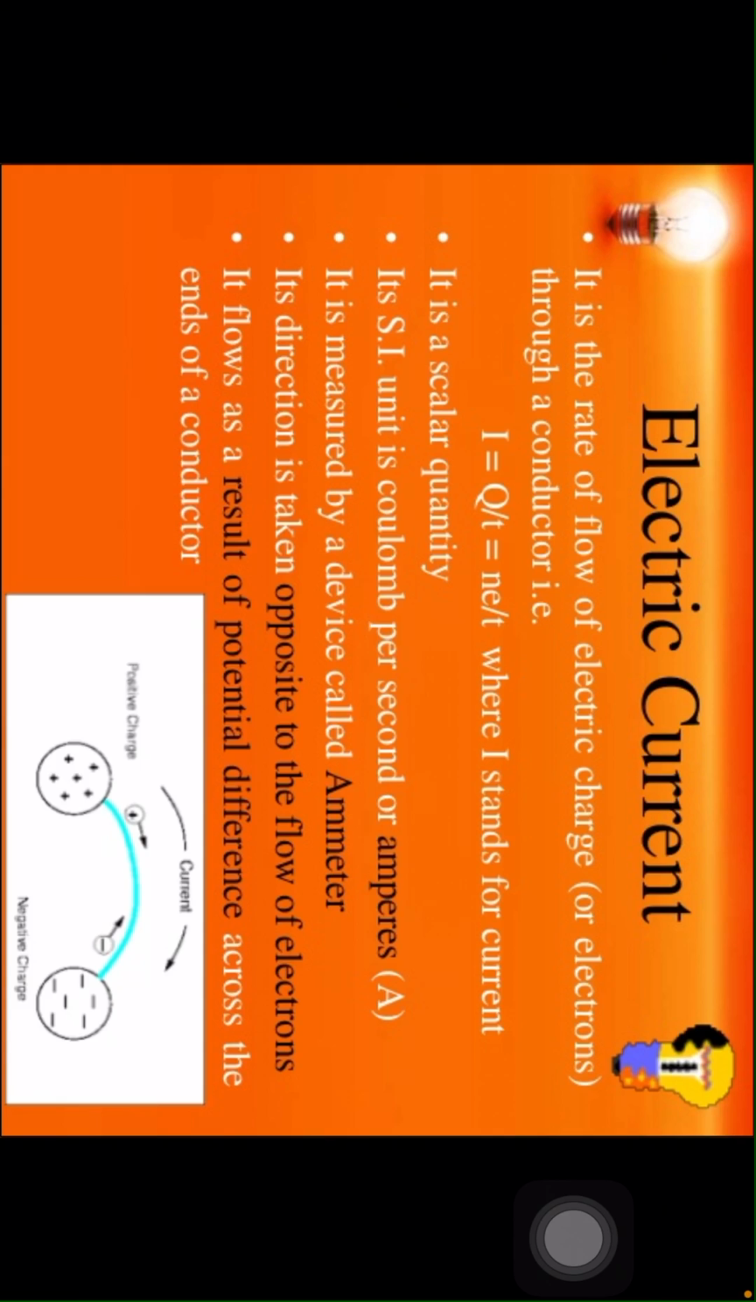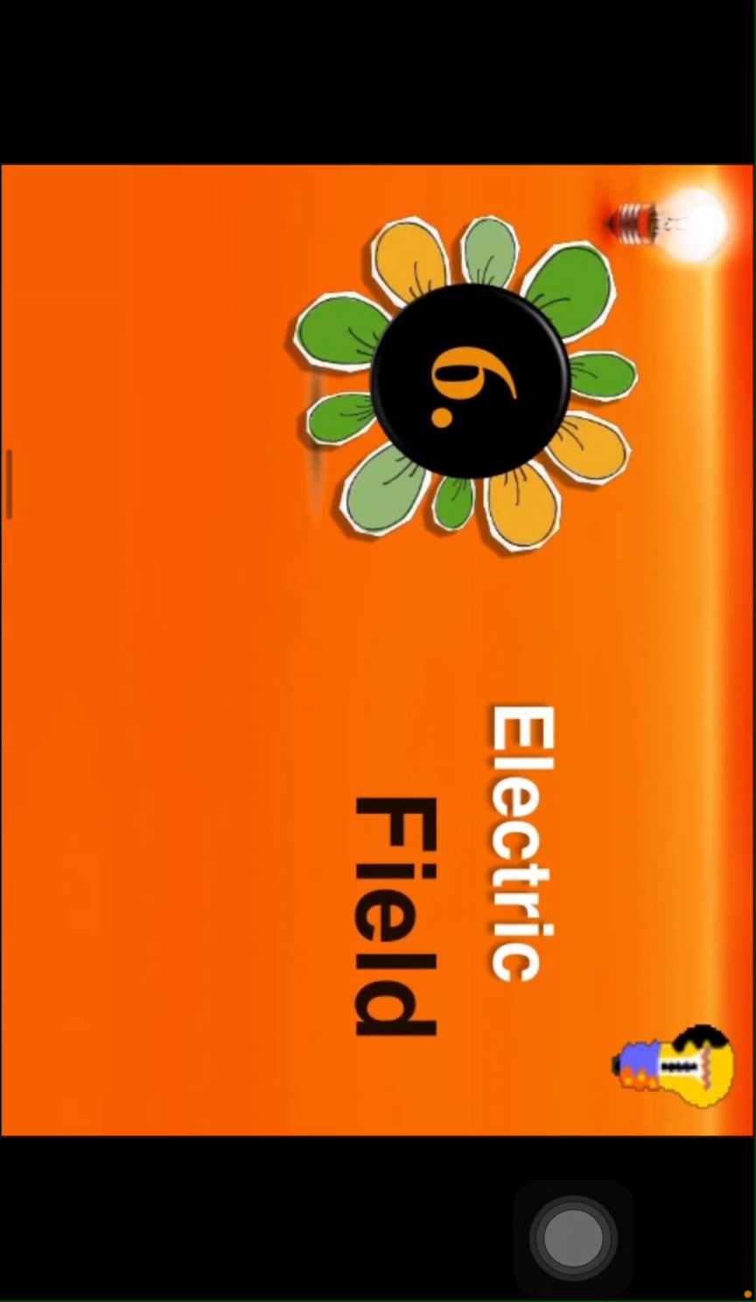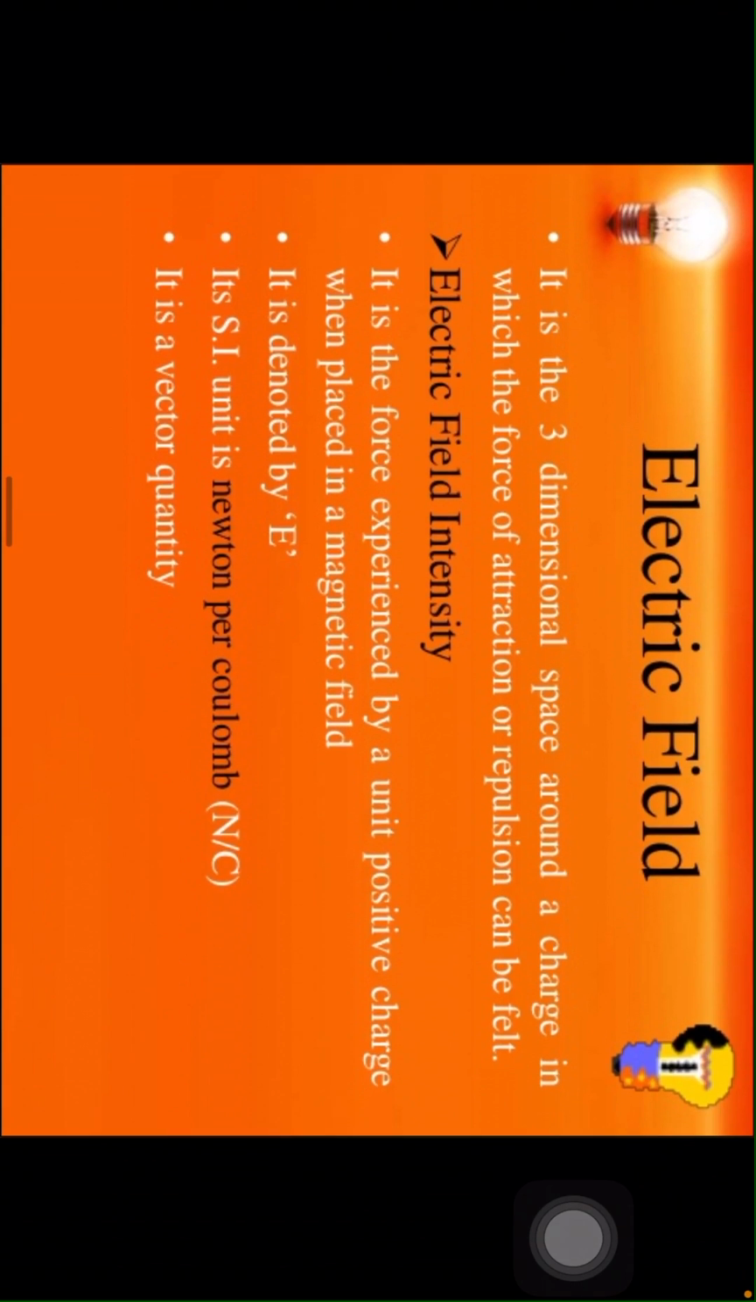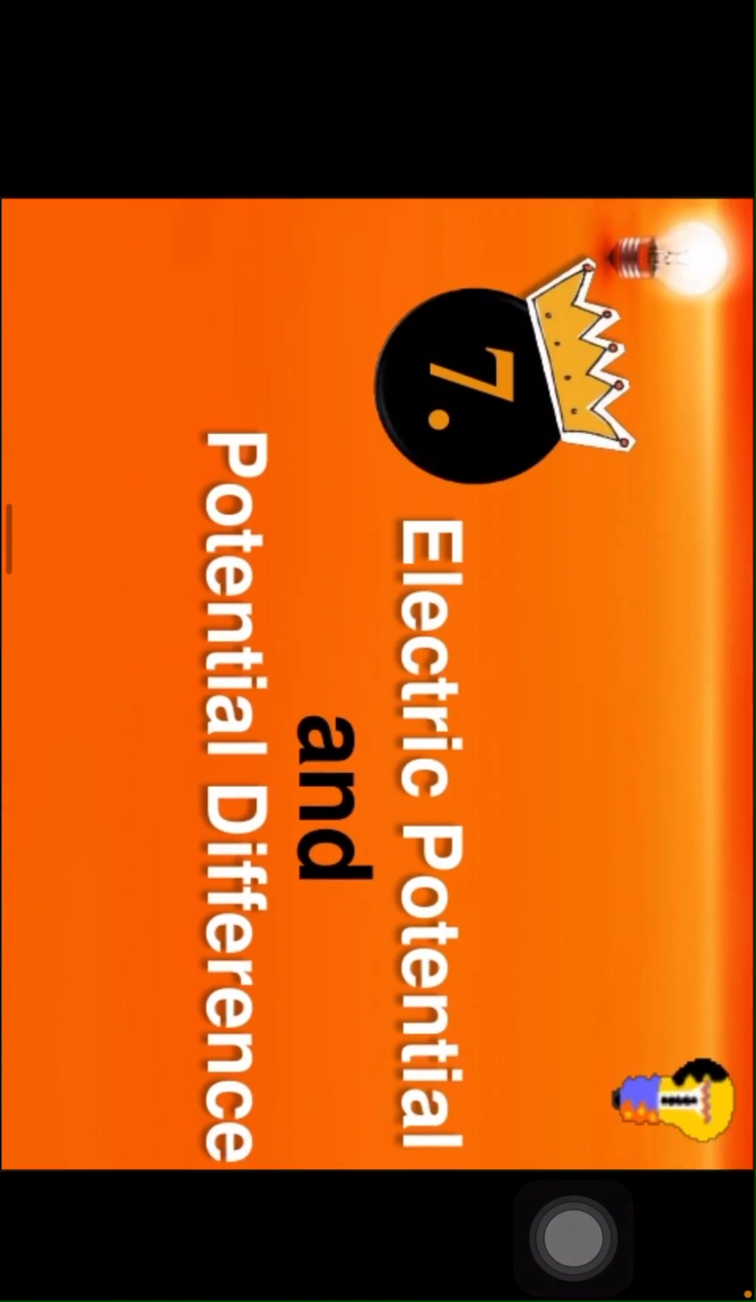Children, observe the figure given here. Okay. Electric field. It is the three-dimensional space around a charge in which the force of attraction or repulsion can be felt. Electric field intensity. It is the force experienced by a unit positive charge when placed in an electric field. It is denoted by capital E. Its SI unit is Newton per coulomb, N by C. It is a vector quantity.